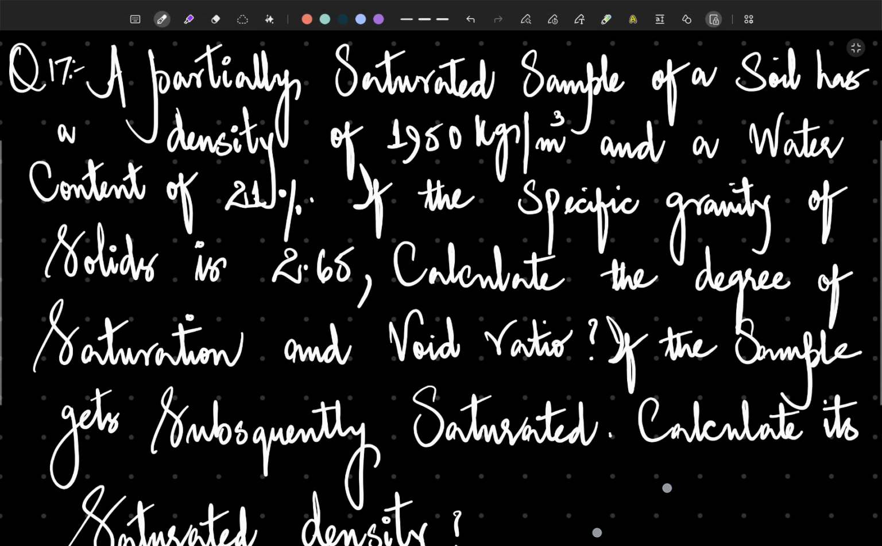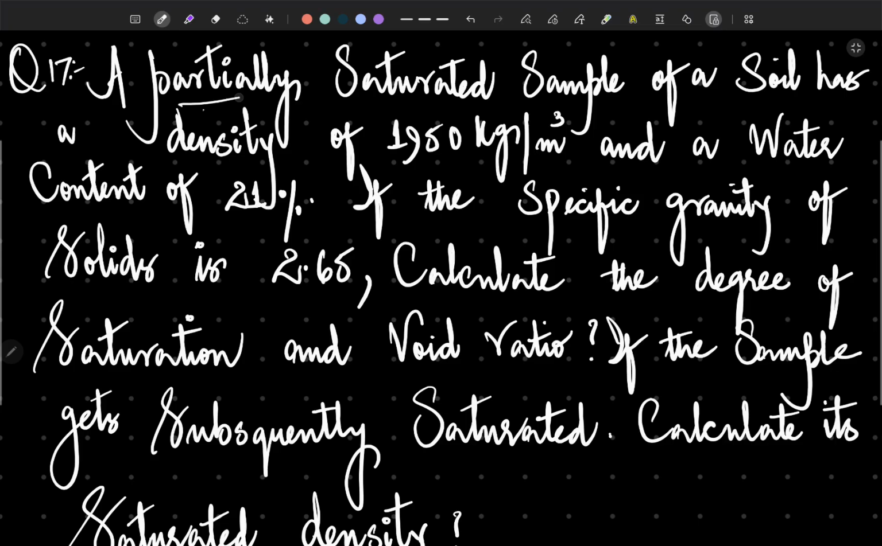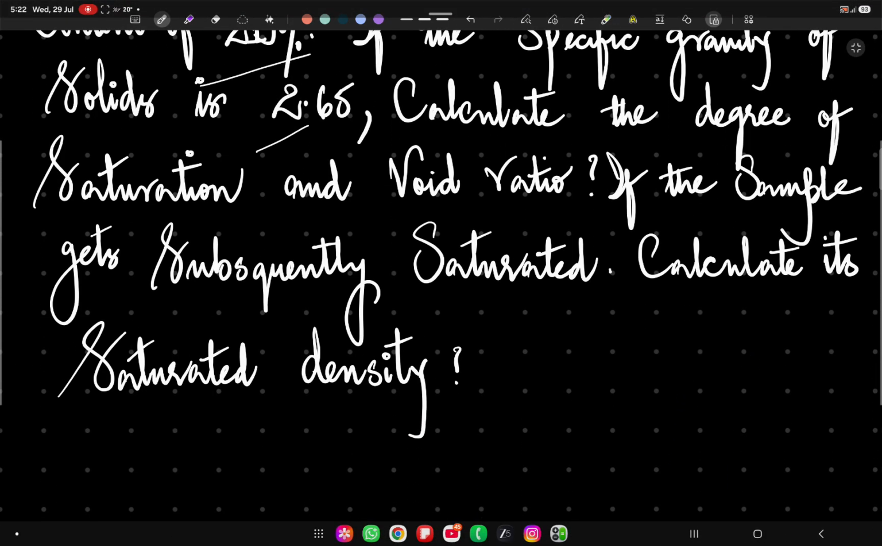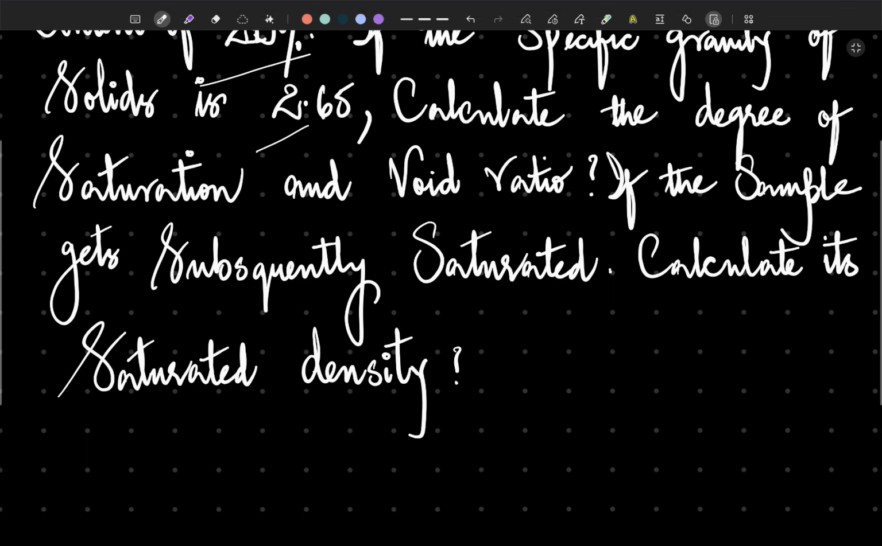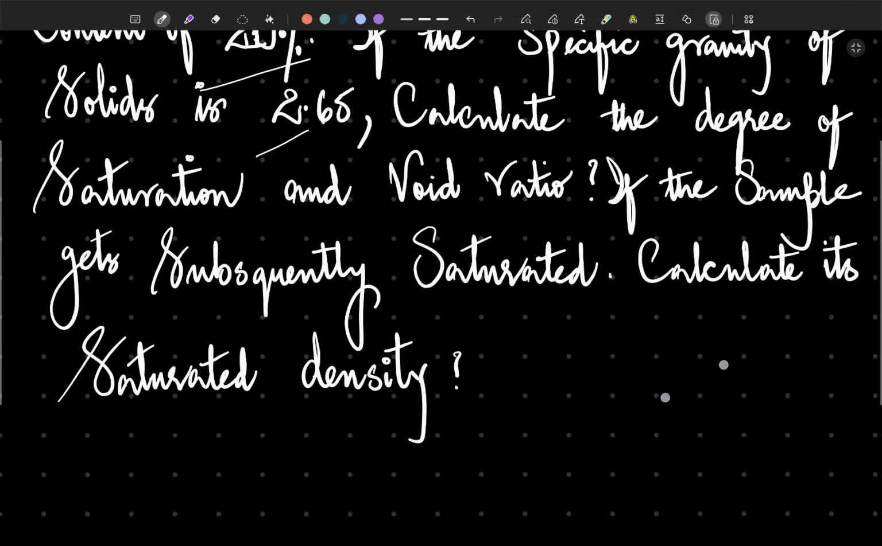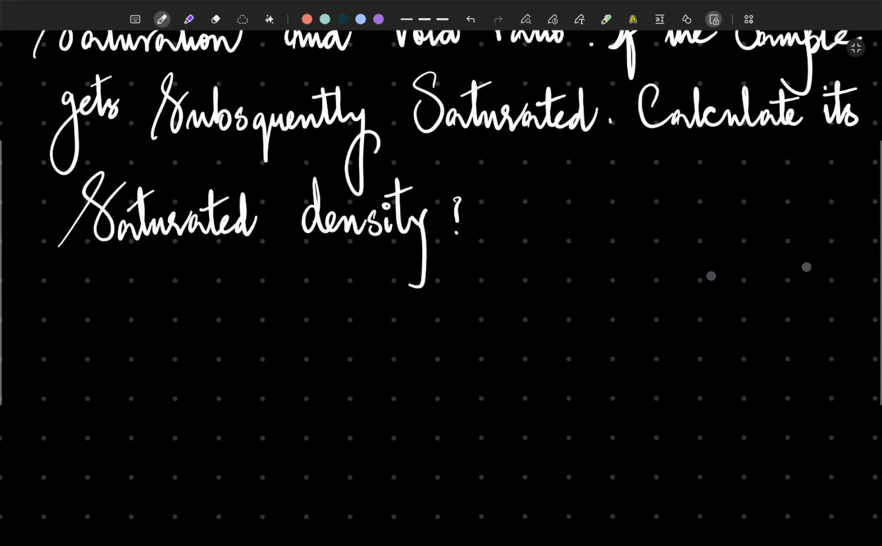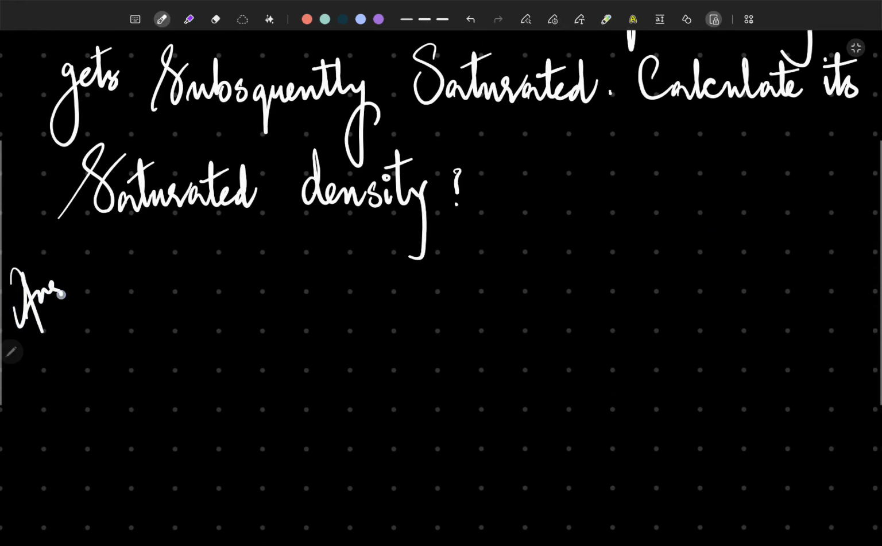Next question is, a partially saturated sample of a soil has a density of 1950 kgs per cubic meter and a water content of 21%. If the specific gravity of solids is 2.65, calculate the degree of saturation and void ratio. If the sample gets subsequently saturated, calculate its saturated density. So again, question is divided into two parts. Now let's first solve the part A.